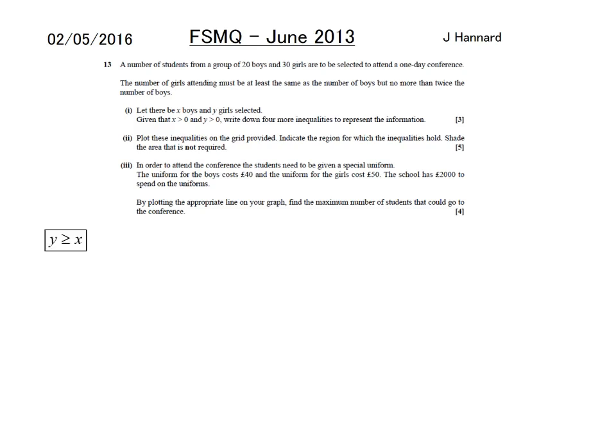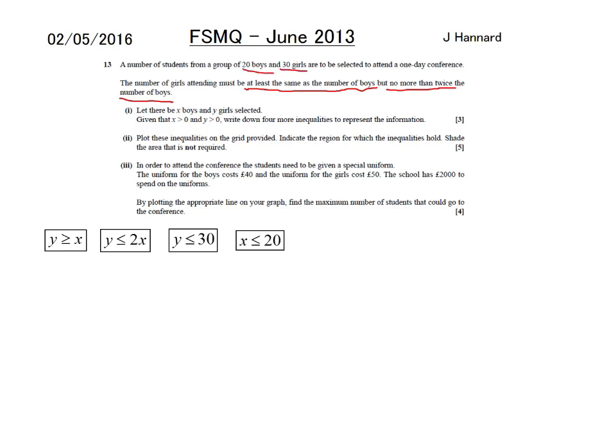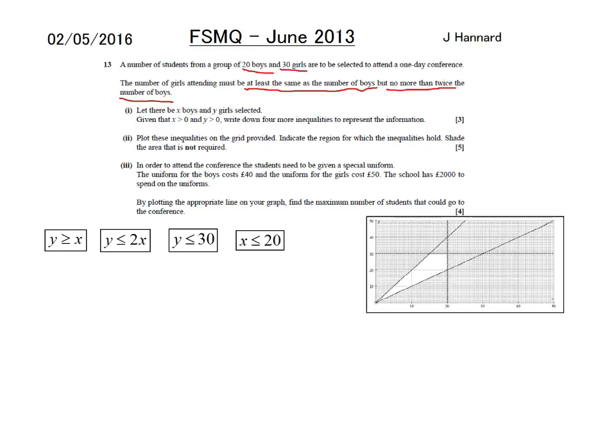So y is greater than or equal to x because it says it must be at least the same as the number of boys. Therefore y must be greater than or equal to x. But it must also be less than or equal to 2x because it must be no more than twice the number of boys. y must be less than or equal to 30, obviously, because there's only 30 girls to choose from. And x must be less than or equal to 20, because there's only 20 boys to choose from. So there we go, we'll draw that on like that and shade the regions which are not required.